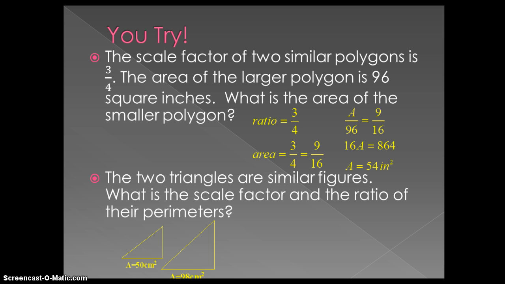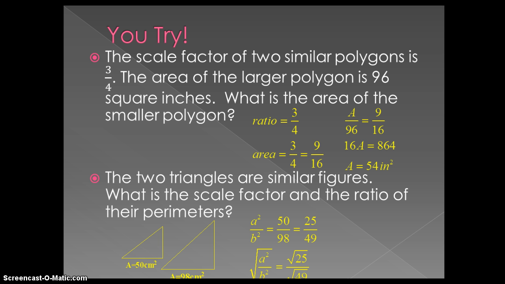In the second one, the two triangles are similar figures. What is the scale factor and ratio of their perimeter? Well, we're given the area here, and we know that the area ratio is a squared over b squared, or 50 over 98, because that's what we're given. Now, if we reduce both of these fractions to 25/49ths, it'll be easier in the long run to square root.